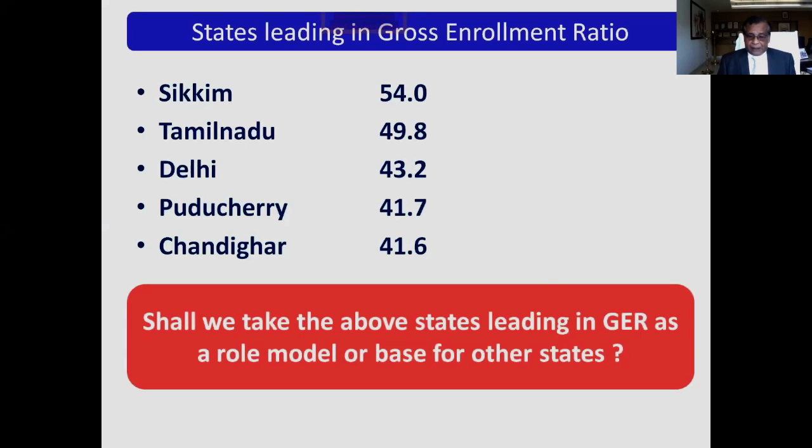ratio, Sikkim has the maximum, then Tamil Nadu, then Delhi, then Pondicherry, then Chandigarh. Now, shall we take the above states leading in GER as a role model or base for other states?